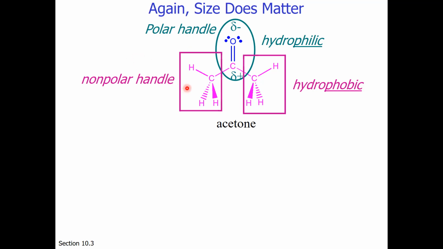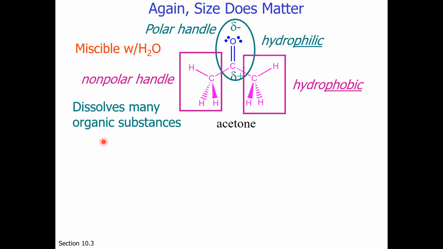If we look at sort of the acreage of the hydrophilic and the hydrophobic, there's less hydrophilic acreage, but remember that hydrophilic interactions tend to be stronger than dispersion forces. So although this is a smaller region, acetone is very well balanced for both types of environments. Acetone dissolves many organic substances, but it's also miscible with water. That means it mixes very well with water. So acetone can be in either the nonpolar or the polar world.